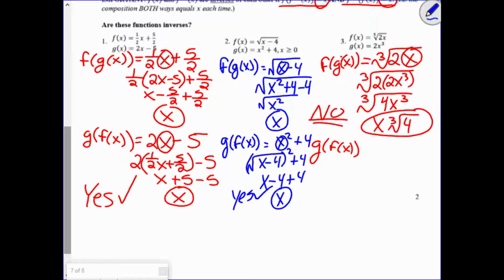Very good. Alright, does anybody have any questions about this? This was our second learning target for today, being able to determine if two functions are inverses. Any questions? No?